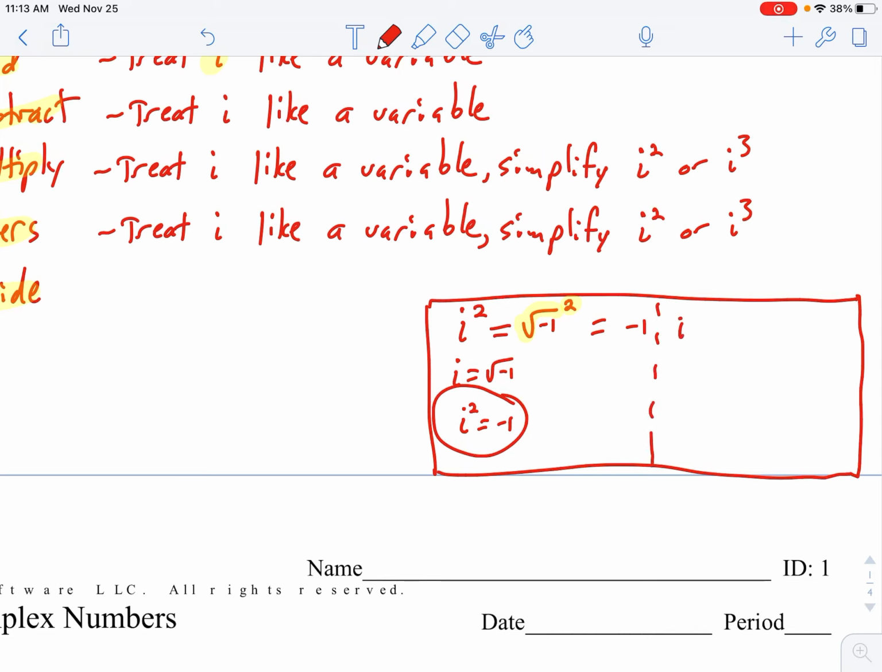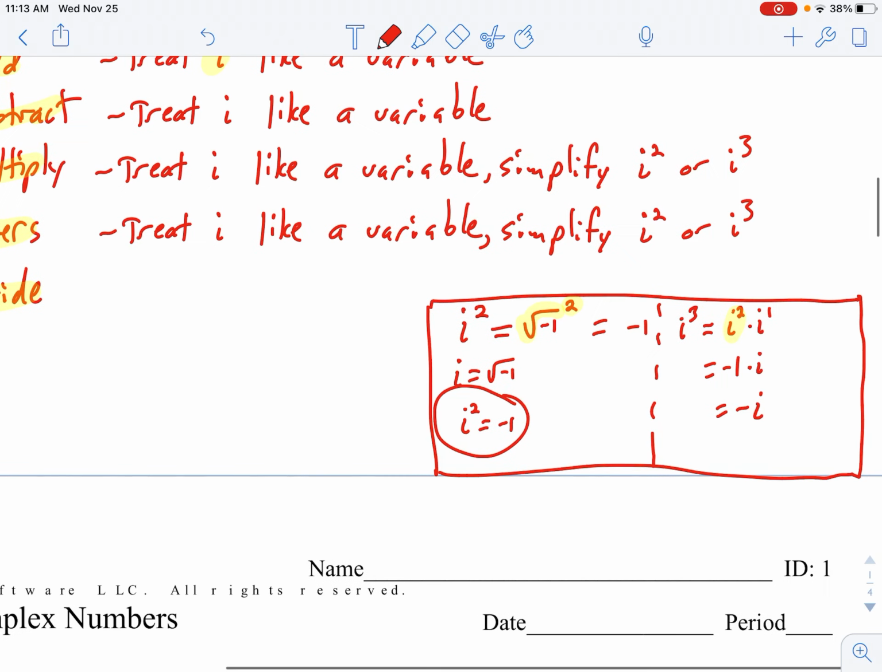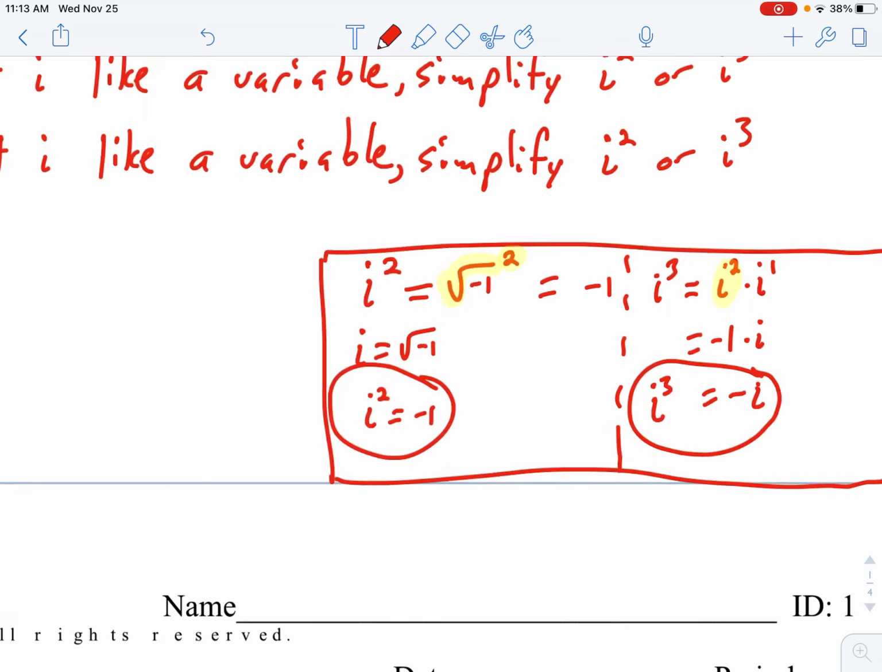What about if i cubed comes up in a problem? Well, i cubed is the same thing as i squared times i, or i to the first power, if you want to look at it that way. And we just got done saying that i squared is negative 1. So negative 1 times i is negative i. Therefore, if you ever have i cubed come up in a problem, it simplifies into negative i.